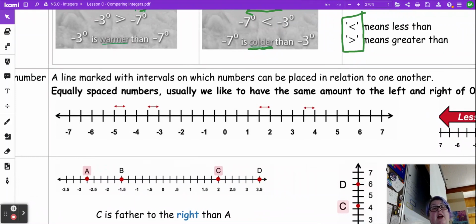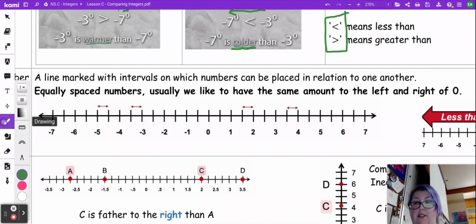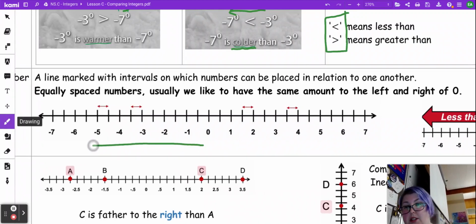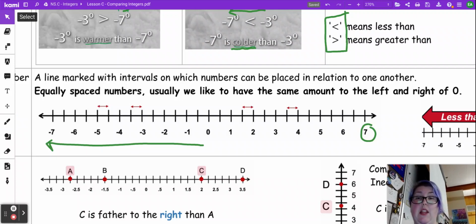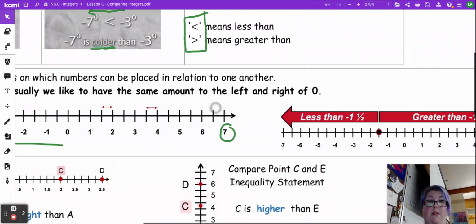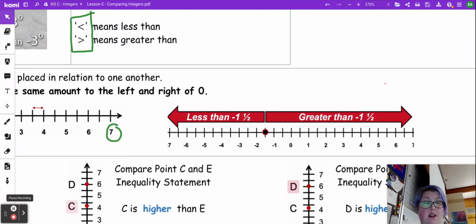Number lines and x or y axes should have equally spaced numbers the same amount to the left or the right. So if you go from 0 to -7, you should also go the opposite of 7. So it shouldn't be like -7 to 2. That's kind of awkward. We try and give equal spaces between the numbers. Let's look at an example using a number line.